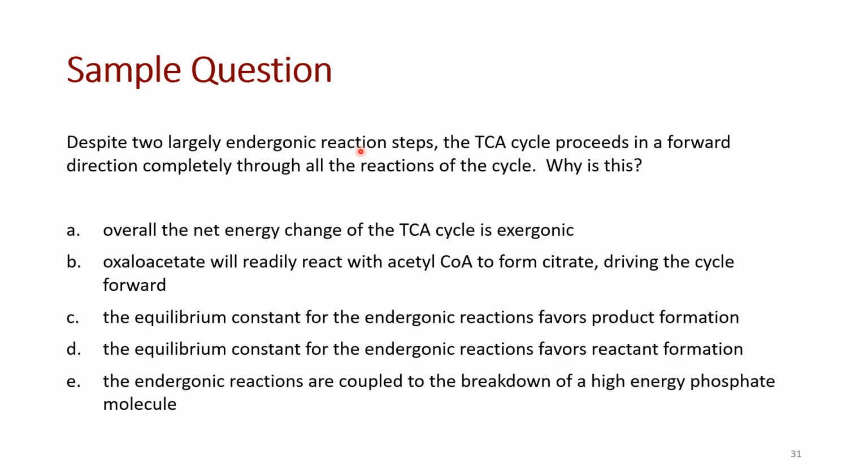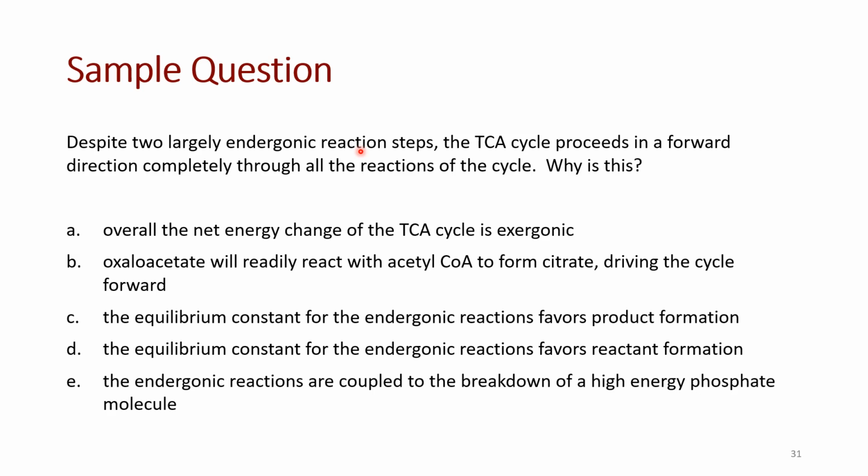So if you recall, the idea overall is you have to take a positive delta G reaction and couple it with a negative delta G reaction. And if there's more energy liberated than energy that's required for the endergonic reaction, overall those 2 reactions will go forward towards product. And that's what this question is getting at.